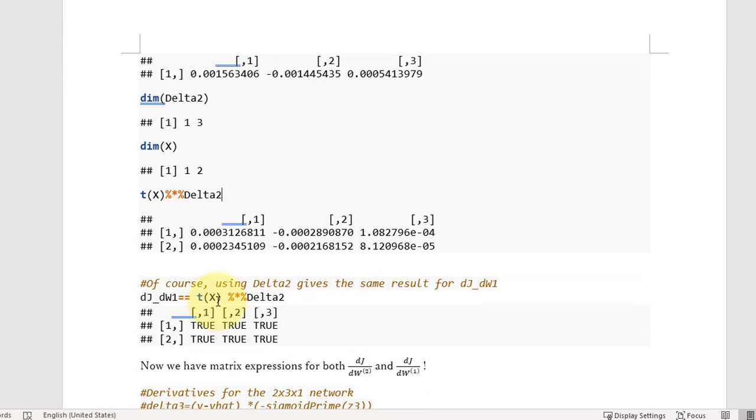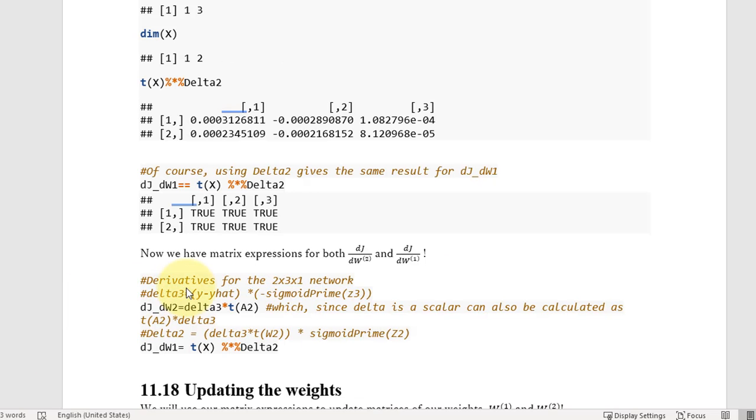And if we do this, we can see that we get the same result. We're doing a test here, we can see that we get the same result as we did for this because all of these are true. So this is another way to rewrite this using this delta 2 matrix. Okay, so anyway, now we have expressions for this one and this one.